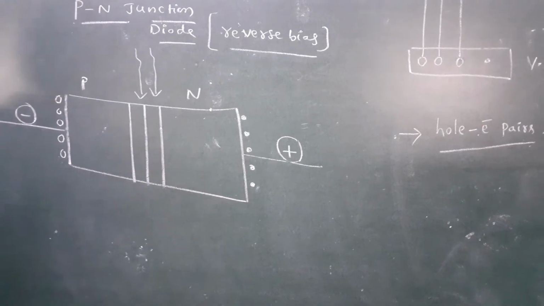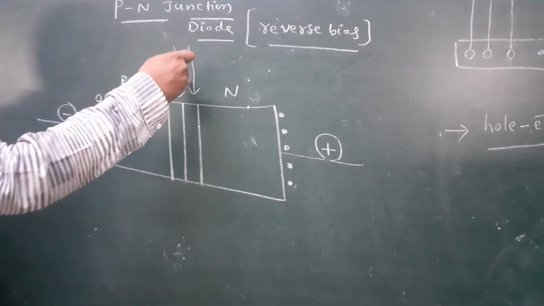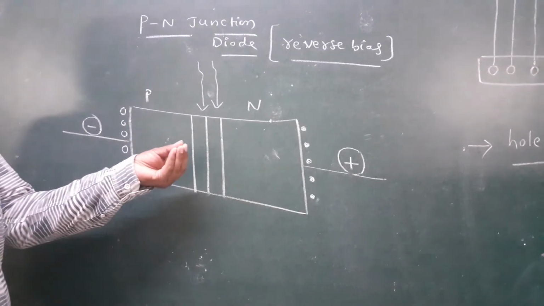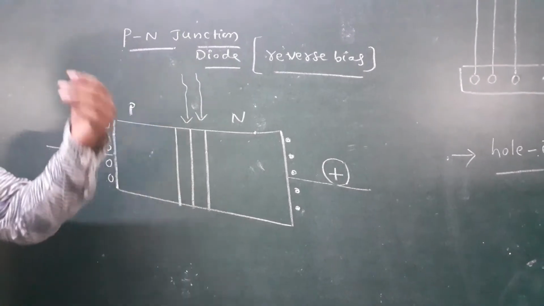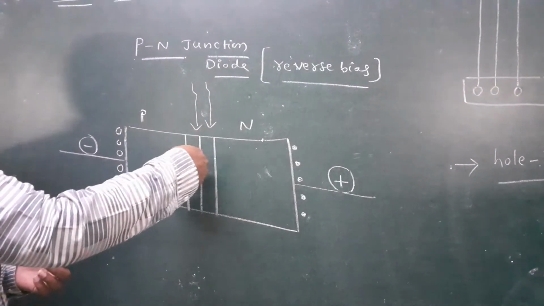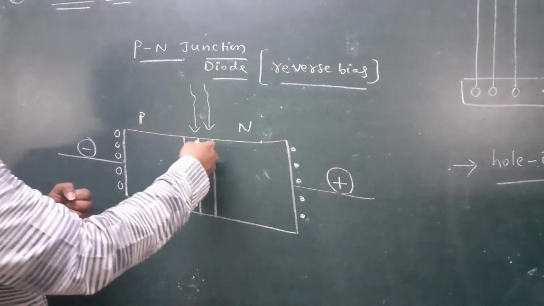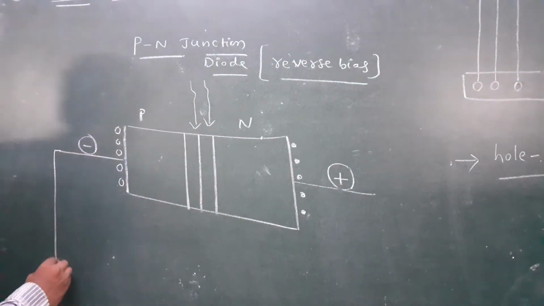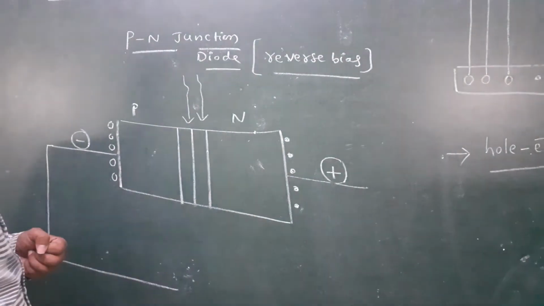Here, holes and electrons are created because light falls on the diode. Electrons move from the valence band to the conduction band, so holes and electrons are created. The holes are attracted by the negative terminal of the battery and the electrons by the positive terminal. So holes reach the back side of the P type and electrons reach the front side of the N type.